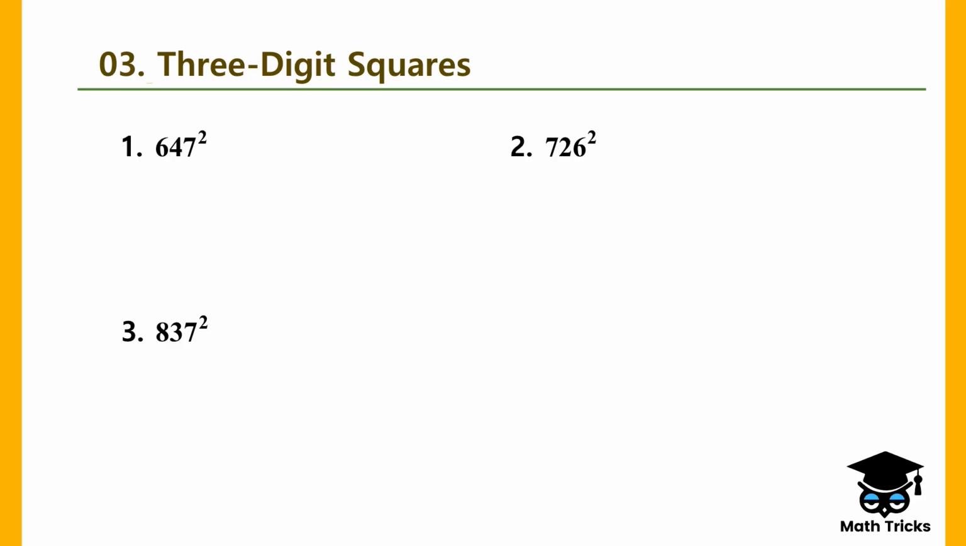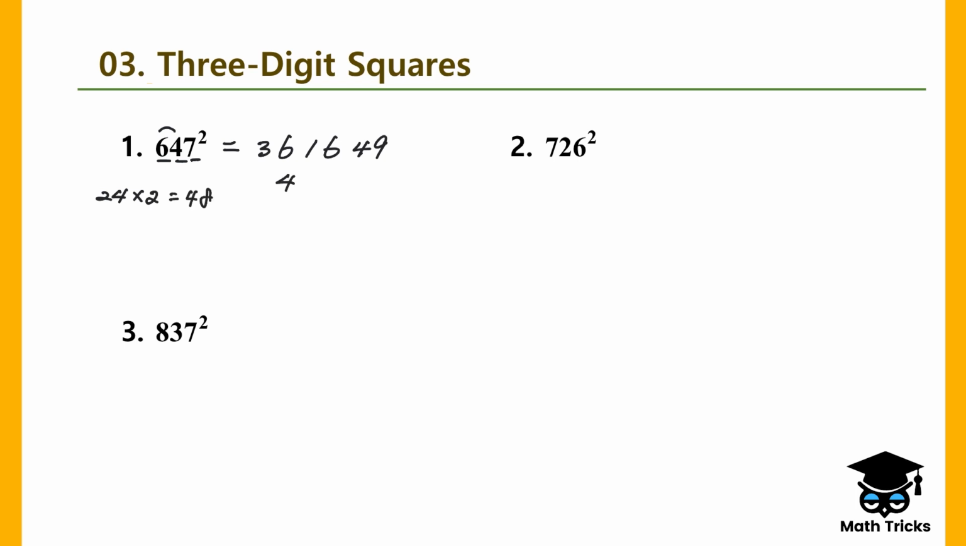In this video, we're going to talk about three-digit squares. For number one, we have 647 squared. 647 squared is equal to 6 squared, 36; 4 squared, 16; 7 squared, 49. 6 times 4, that's 24. 24 times 2, that's 48.